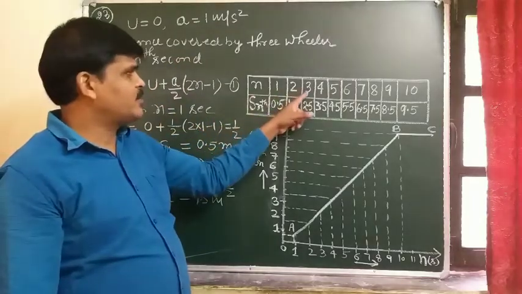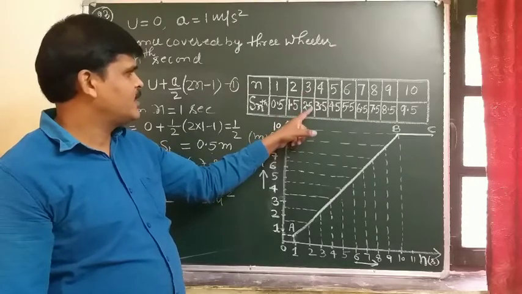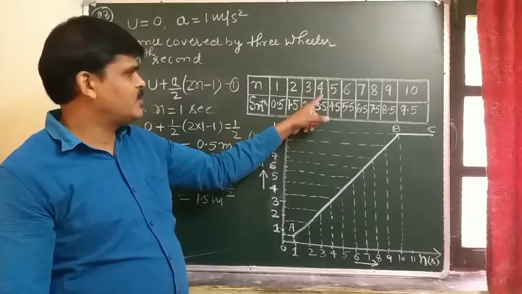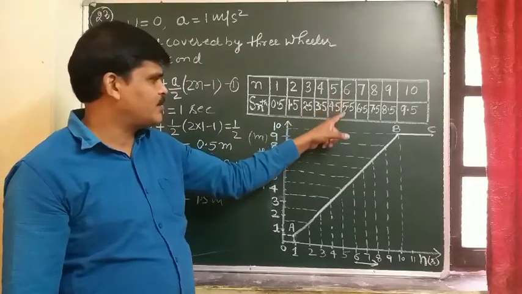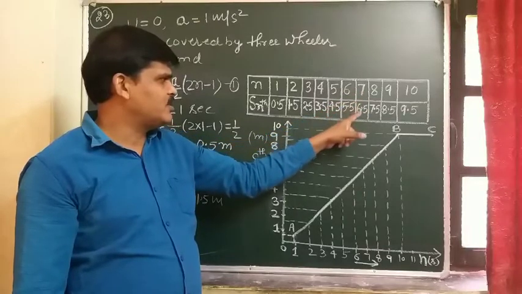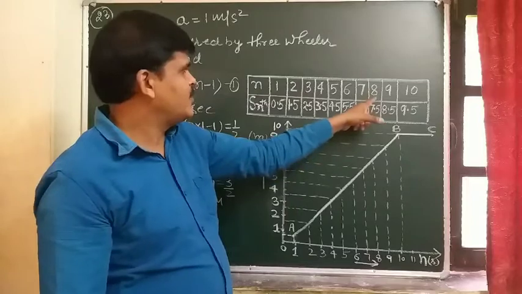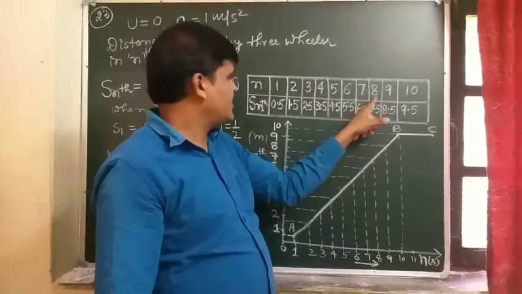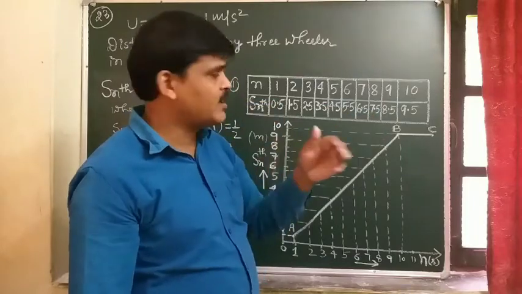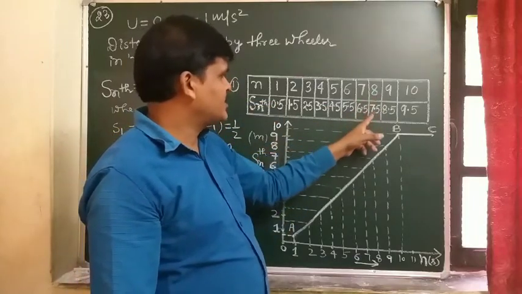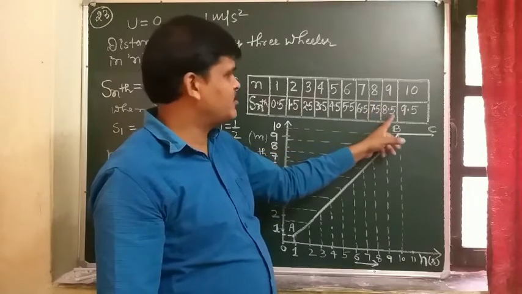Putting the value of n equal to 3, the ascent distance comes out to be 2.5. When putting n equal to 4, it comes out to be 3.5, for 5 it is 4.5, for 6 it is 5.5. Put n equal to 7, the distance comes out to be 6.5 meter. When n is 8, the distance in the 8th second is 7.5 meter. When n equals 9, it comes out to be 8.5.